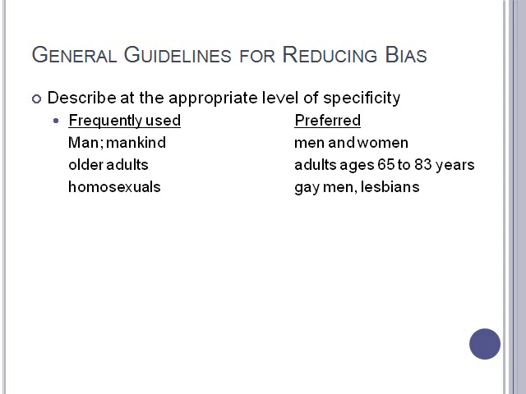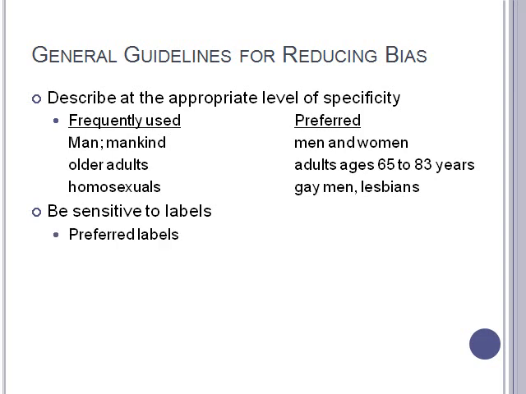So an appropriate level of specificity is somewhere between too specific and too vague. But generally you're going to be safer if you err on the side of being more specific than if you err on the side of being too vague. Okay, so describing the appropriate level of specificity. The second guideline, be sensitive to labels. And this means a lot of things. Well, how do you know what would be an insensitive label to use?